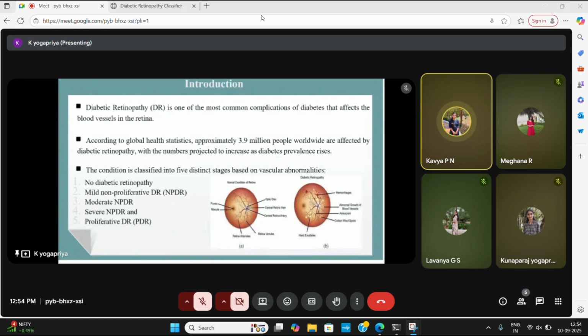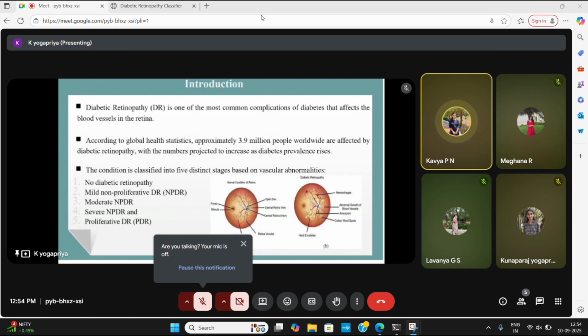No diabetic retinopathy. In this stage, there are no visible abnormalities in the retina. Blood vessels appear normal with no sign of hemorrhages. Regular retinal examination is still recommended for the diabetic patient at this stage. The retina has normal blood flow and oxygenation.